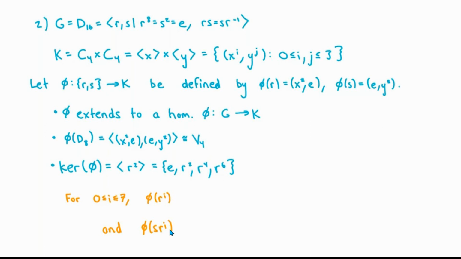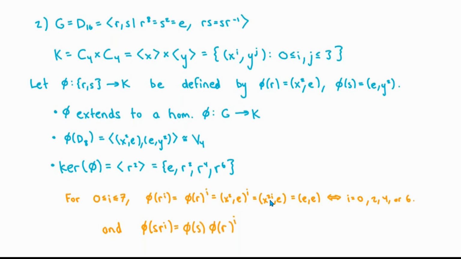Every element of this group can be written as r to the i or as s times r to the i for some i from 0 to 7. Now phi of r to the i is phi of r to the i, which is x squared identity to the i, or x to the 2i identity. Now that's going to equal the identity element if and only if the exponent here is 0 modulo 4. And that happens if and only if i is 0 modulo 2. So the only possibilities here are that i is 0, 2, 4, or 6.